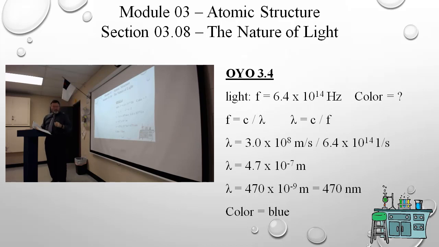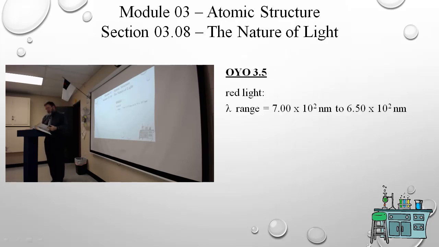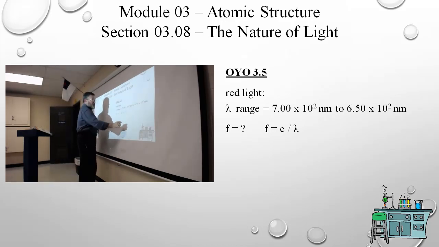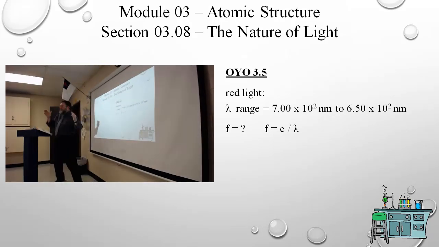Okay? Similar problem is 3.5. 3.5 says if red light has a wavelength from 7 times 10 to the second nanometers to 6.5 times 10 to the second nanometers, what is the frequency range of the red light? So now we're just working it the other way around, right? Rather than looking for the wavelength, we've been given wavelengths, and now we need to solve for frequencies. This is actually 2 problems. We need to convert this wavelength into frequency and this wavelength into frequency to get the frequency range.